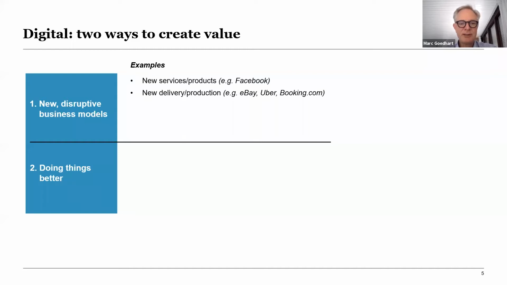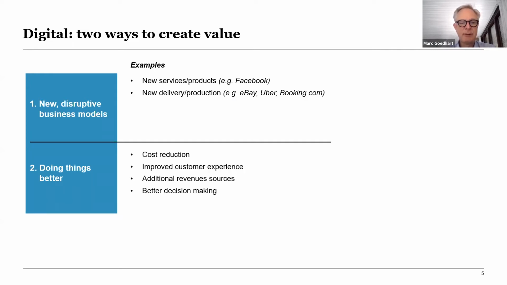One group of digital businesses are what we call disruptive business models. These are new services, new products, or new delivery systems, production systems that fundamentally transform almost the entire sector. The examples are eBay, which fundamentally transformed the whole sector of buying and selling, not just for private but also for business units. Uber, which has transformed the mobility sector, Booking for hotel reservation and ticketing. Same for Facebook, which came up with a service in social media that didn't exist before. We'll talk about that a bit later.